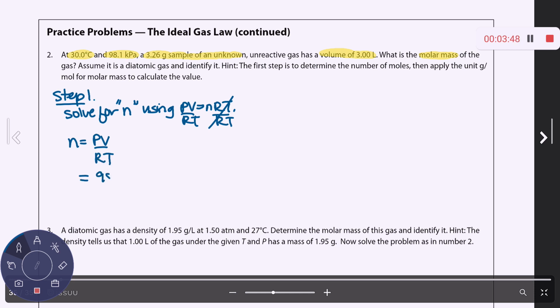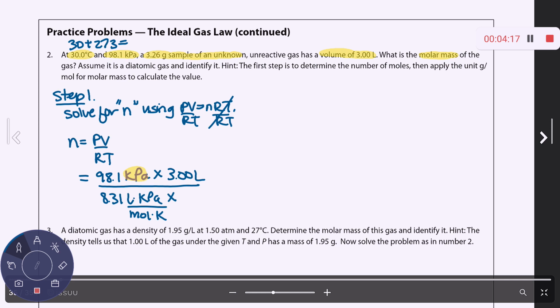So my pressure is 98.1. My volume is 3 liters. My R value is dependent upon the pressure unit that we have, which is kilopascal. So you're going to use 8.31. And then my temperature is 30 degrees Celsius. So 273 plus 30 is going to be what? 300? 303? Okay, so this is 303.